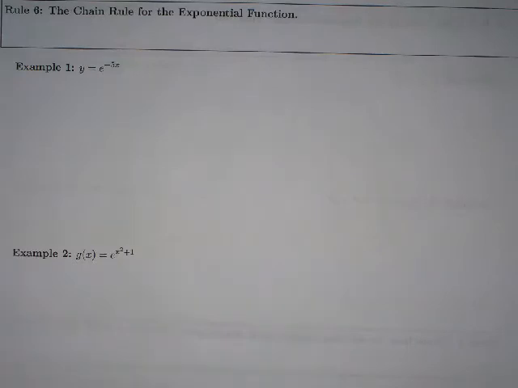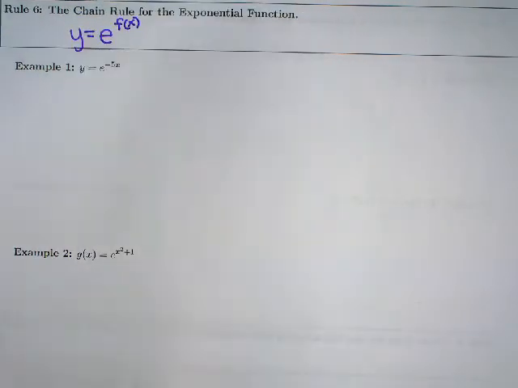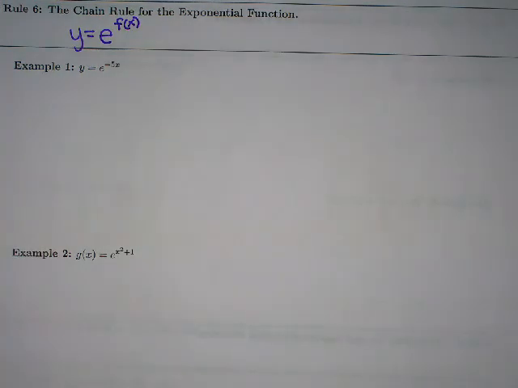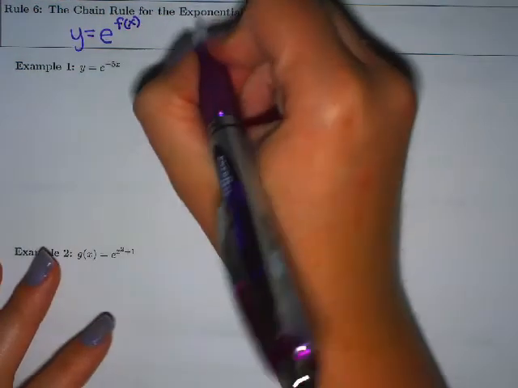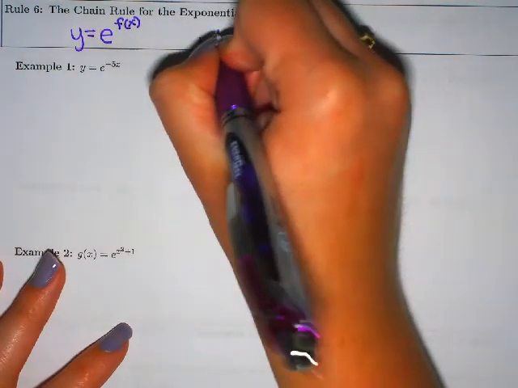Rule 6 is if we have e to something besides just a regular x, we would use this rule. E to something besides a regular x, which I'm just going to denote with f of x. So we have y equals e to the f of x. So it could just be e to the x squared or something like that. Something besides just a regular x, we'd have to use rule 6.